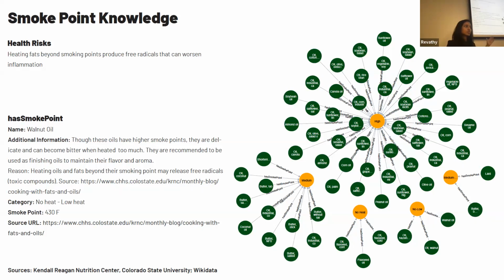I found an example here which was interesting, and new information to me as well. I was also under the impression that the higher the smoking point, the better it can be used for deep frying and high temperature cooking. We have walnut oil here, which has a smoking point of 430 degrees Fahrenheit. However, it cannot be cooked to that temperature because it will result in bitter flavors. So it should actually be used with no to low heat to make sure that it doesn't result in something very bad when put into the recipes.